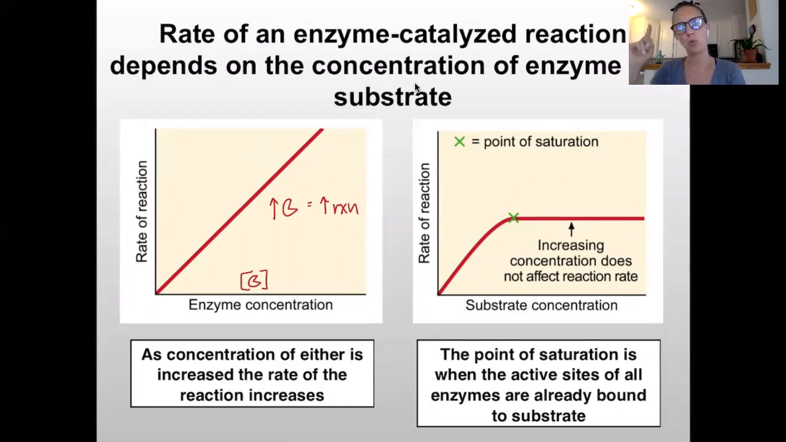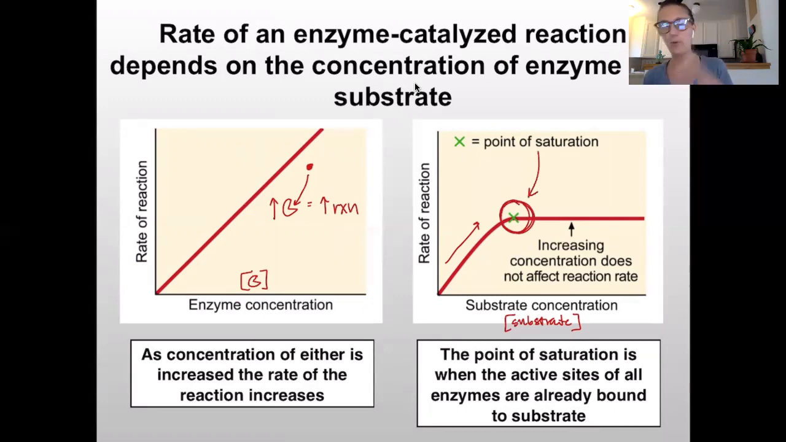Here we're looking at the rate of a reaction on the y-axis, and the substrate concentration, or the amount of substrate, on the x-axis. Remember, the substrate is what will bind in the active site. So here, as you increase substrate concentration, the rate of reaction also goes up, but only to a certain point. And that is the point of saturation, right?